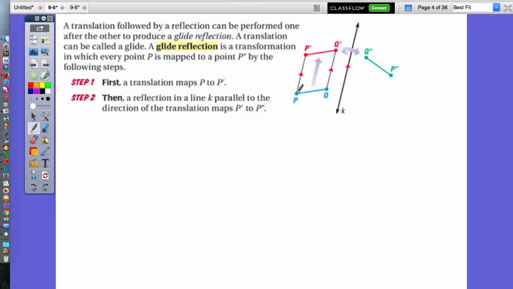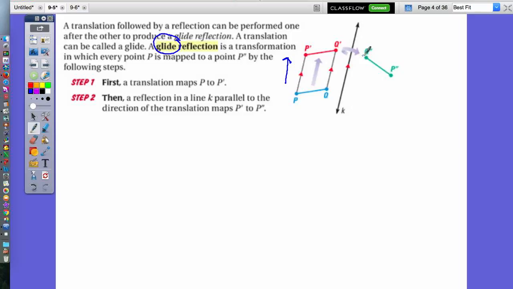And also here they're using just a line segment that's not a whole figure. So they're taking the blue line segment PQ and translating it up. You may have actually heard that word in elementary school called a glide or a slide. Then they're reflecting it over the line K, and you get the final image of P double prime, Q double prime.